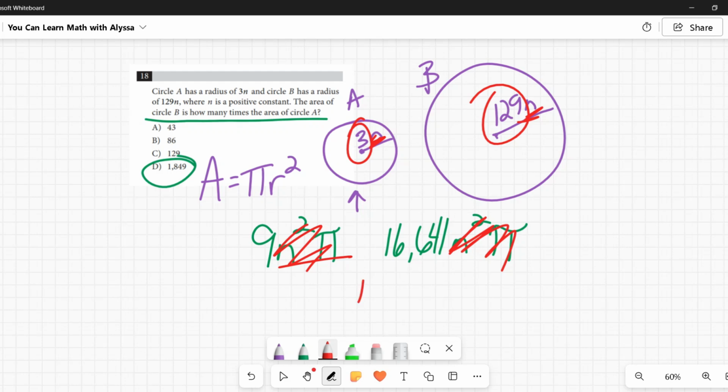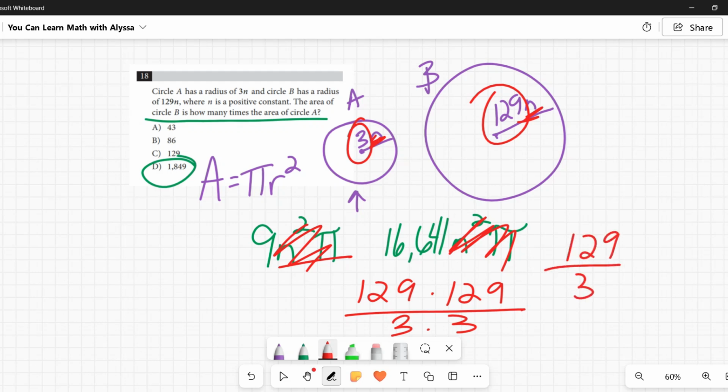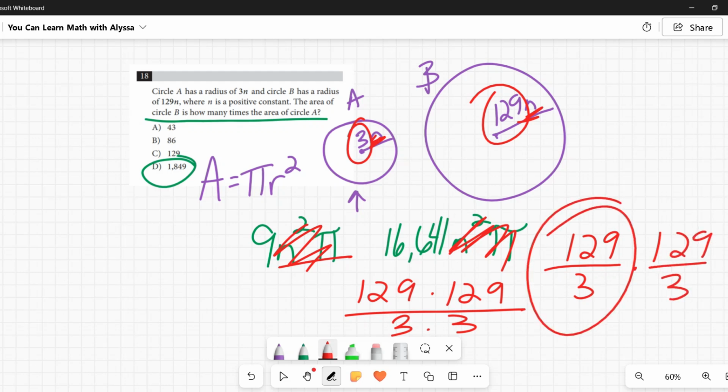So it's 129 times 129, that's our squared, and we're going to be dividing that by 9, which is 3 times 3 squared. So without going through this process of squaring and then dividing, you can just say this is 129 over 3 times 129 over 3. You can just do this part, 129 over 3, and 129 over 3 is 43. And then it's going to be 43 times 43, which is 43 squared.